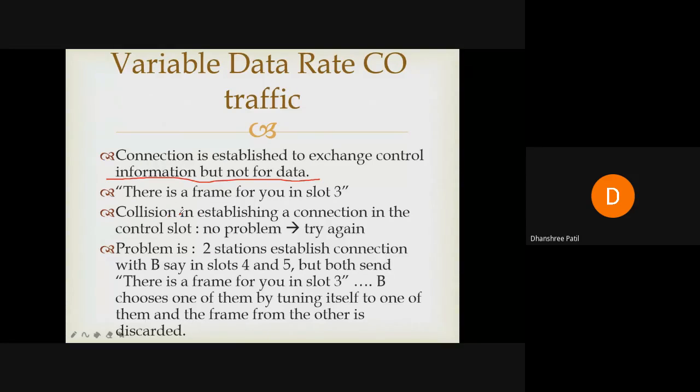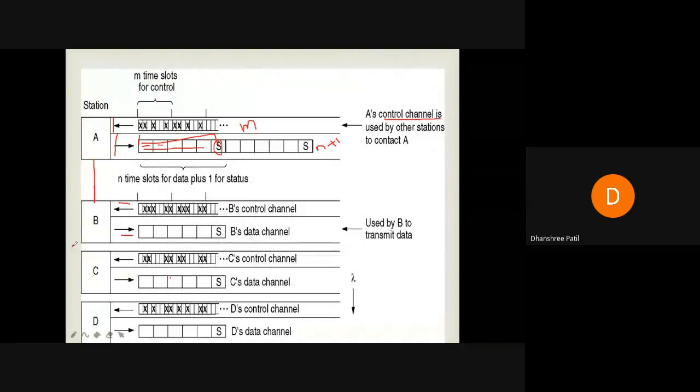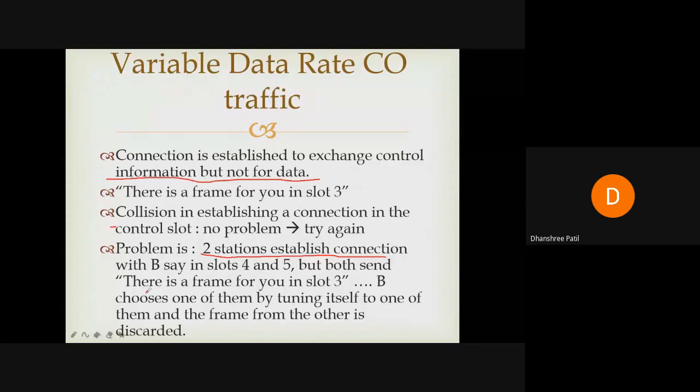Okay, so suppose a collision occurs in the connection and the connection is not established, then A will again try to connect with B. Now this is the first problem, if the connection does not occur. But suppose the connection does occur and at the same time two stations are establishing a connection with B. A is establishing a connection with B and C is also establishing a connection with B, for the same slot.